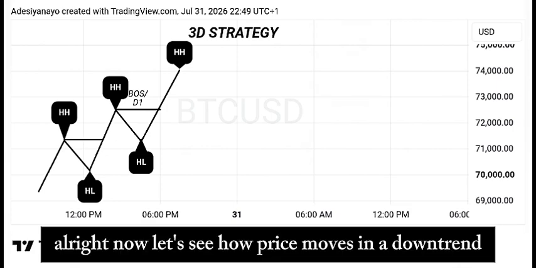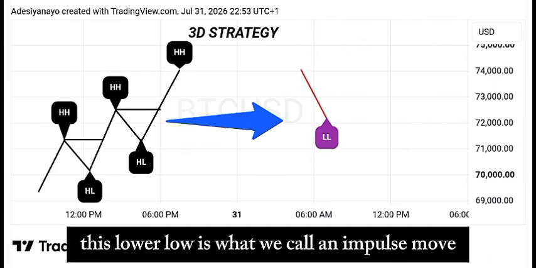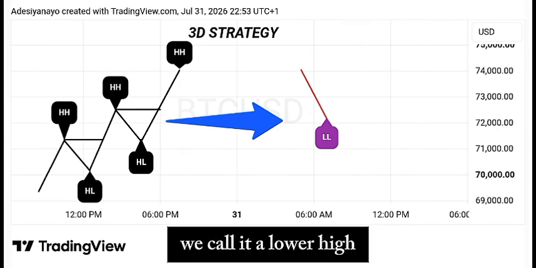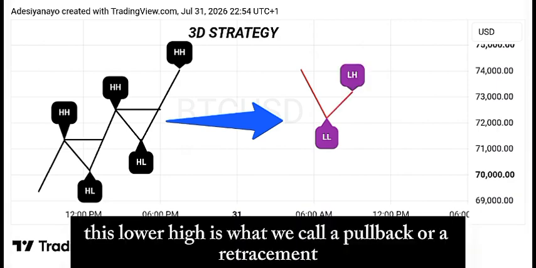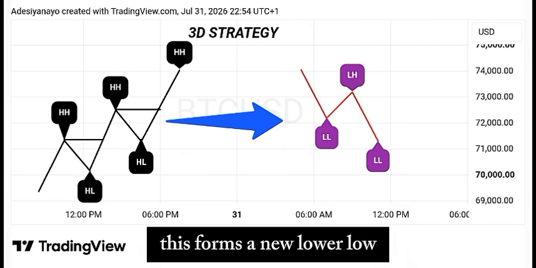Alright, now let's see how price moves in a downtrend. When price drops down, we call it a lower low. This lower low is what we call an impulse move. When price moves up a little bit, we call it a lower high. This lower high is what we call a pullback or a retracement. Now, the next drop down breaks through the previous lower low. This forms a new lower low.